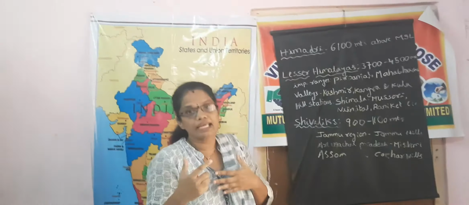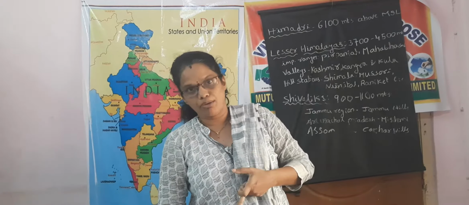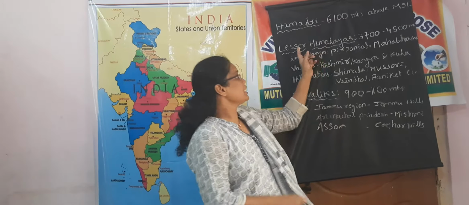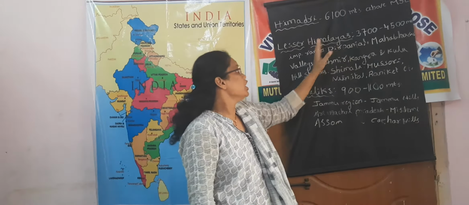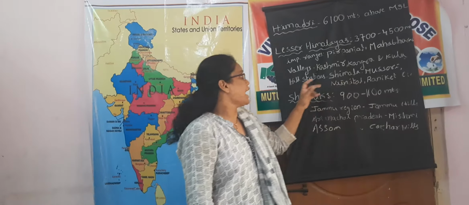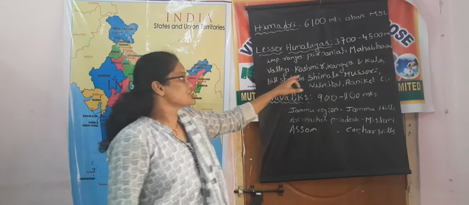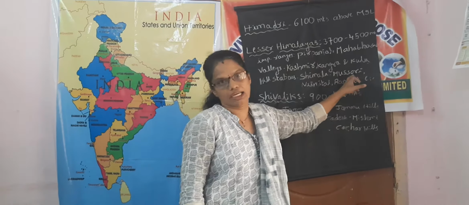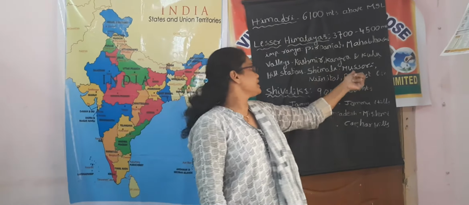In the Lesser Himalayas we find the Pir Panjal and Mahabharata ranges. If in the examination they ask in which part of the Himalayas we find the Pir Panjal and Mahabharata ranges, we have to answer the Lesser Himalayas. In the Lesser Himalayas we also find valleys like Kashmir Valley, Kangra Valley, and Kulu Valley, and the famous hill stations Shimla, Mussoorie, Nainital and Ranikhet. Only in the Lesser Himalayas do we find these hill stations.